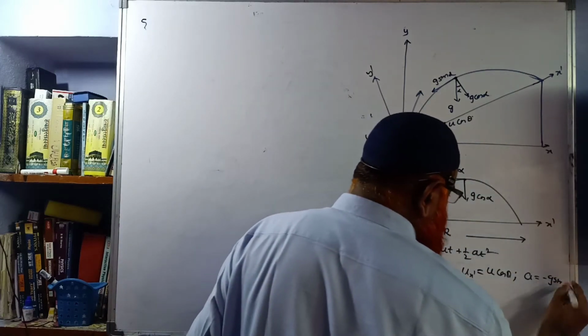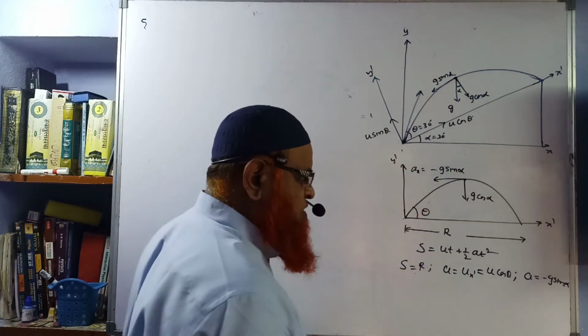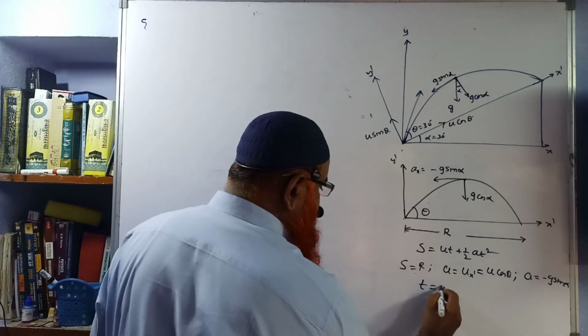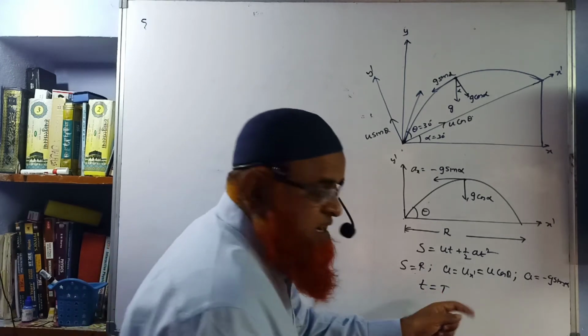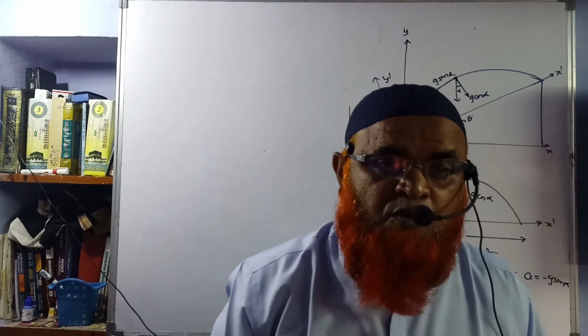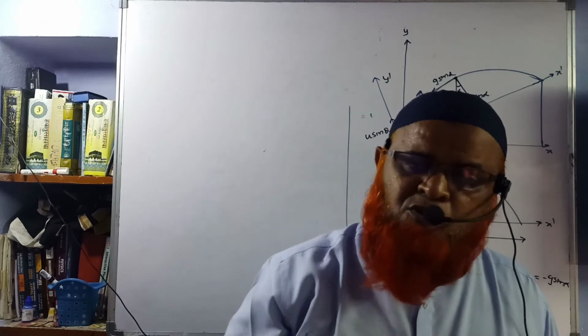Okay, so this is considered to be g sin alpha here. Acceleration is minus g sin alpha in this case. Okay, so now what is T here? T is going to become time of flight. The next point which we need to understand and explain here is range. So how are you going to find out the range here?